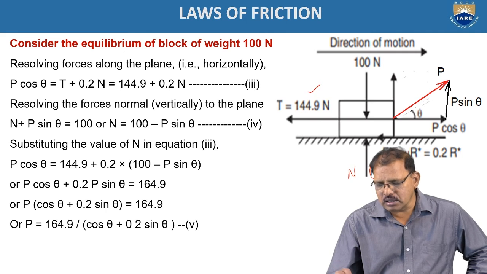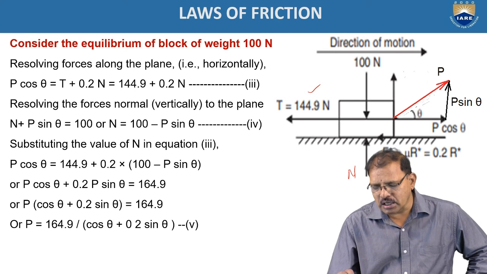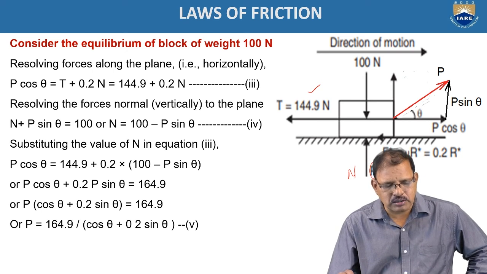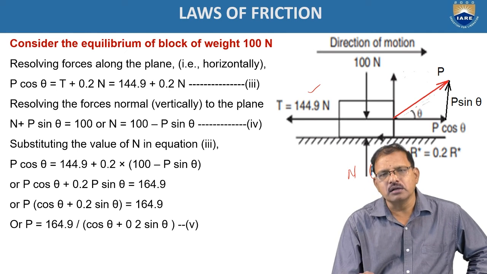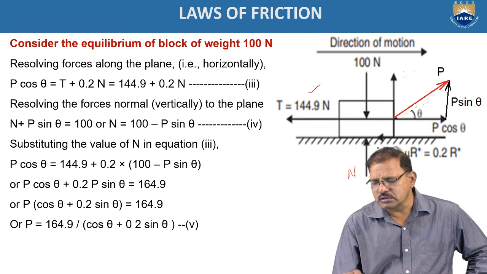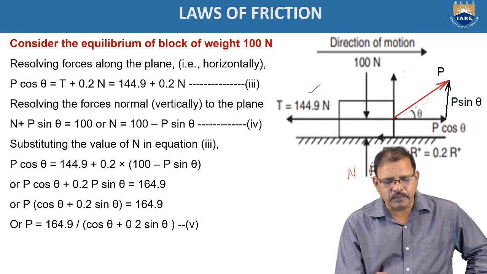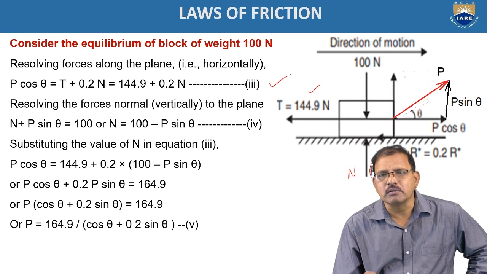Now under all these forces, the body is in equilibrium. Hence, the algebraic sum of the forces acting along the plane should be equal to 0, and perpendicular to the plane is also equal to 0. By applying these equations, first we resolve the forces along the plane: horizontal T to the left side, friction force to the left side, that is T plus F is equal to P cos theta. Since T is equal to 144.9, plus 0.2 into N, which is shown in the figure as equation number 3.